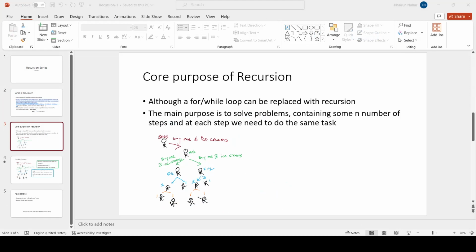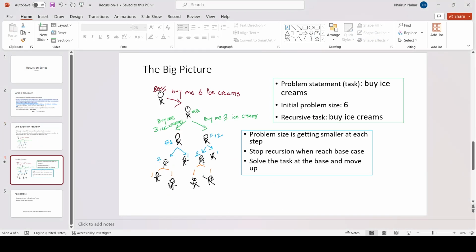So let us look at the steps. There are a few things we need to discuss. First of all, the problem statement, or we can say the original task, was to buy ice creams. The initial problem size was 6 because my boss had asked me to buy 6 ice creams for him. And the recursive task was to buy ice creams. As I mentioned before, recursion is basically repeating the same task, and the task was buying ice cream.